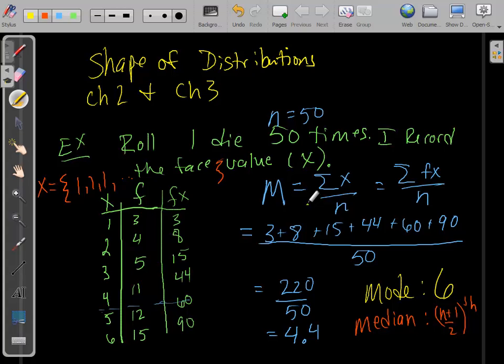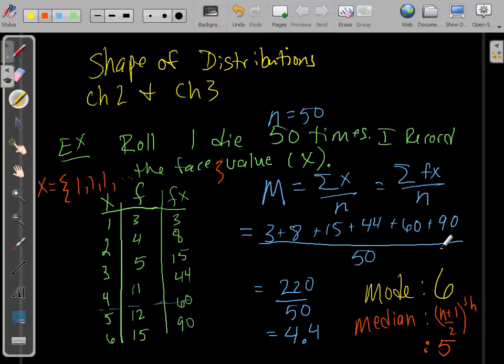Okay, and we could find that by counting up. So we count 3, 7, 12, 23. So we have 24, 25, 26. So the 25th and the 26th observation are both 5. So our median will be 5.